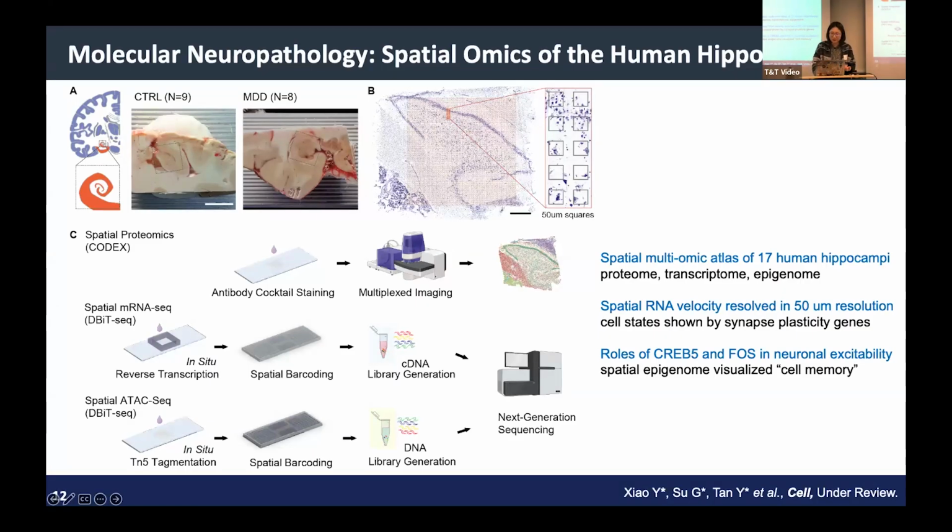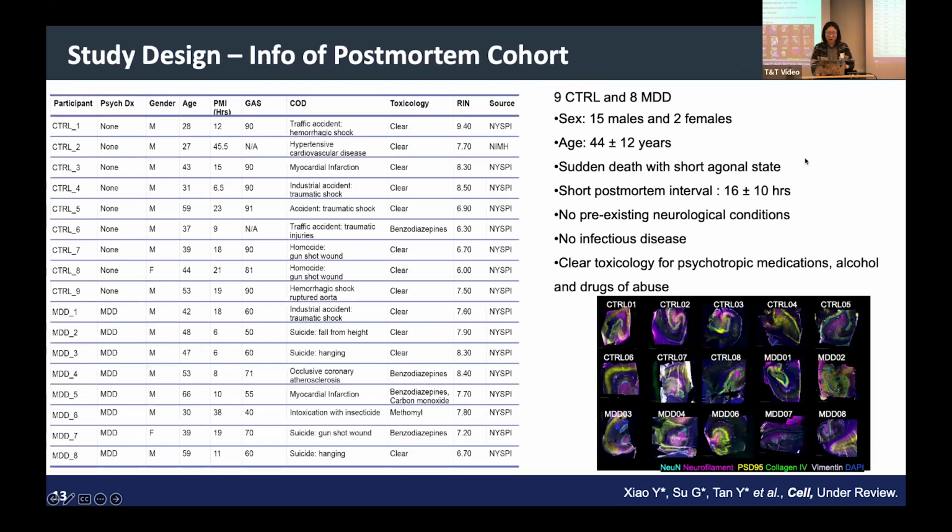So, falls from heights. For this type of patients, we exclude the agonal state longer than 6 hours. So they're all sudden deaths. They're not caused by pre-existing conditions. And they have a very short postmortem interval, from the time they declare death to the time the brain was collected. It's 16 plus or minus 10 hours.